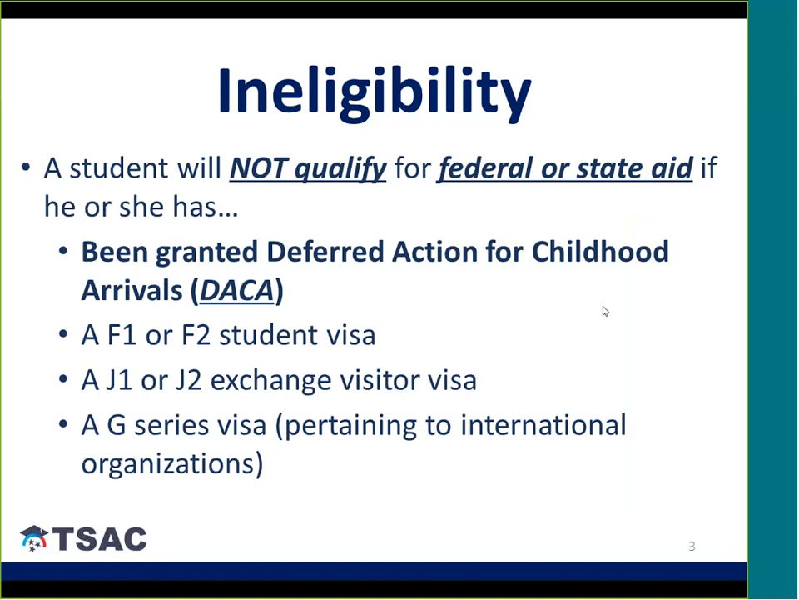On the flip side, who's ineligible? Who should not be submitting a FAFSA? These would be examples of students not submitting a FAFSA. Our students who are DACA, Deferred Action for Childhood Arrivals students, as many of you know, do receive a social, but it's for work purposes only. These students will not qualify for federal or state aid, hence they should not submit a FAFSA, at least for federal or state aid purposes.